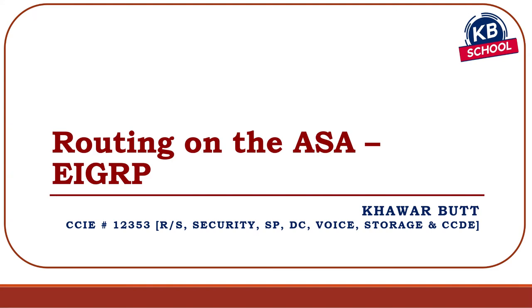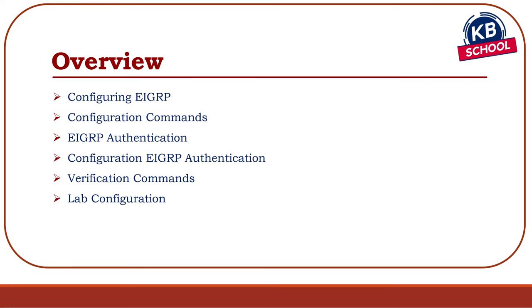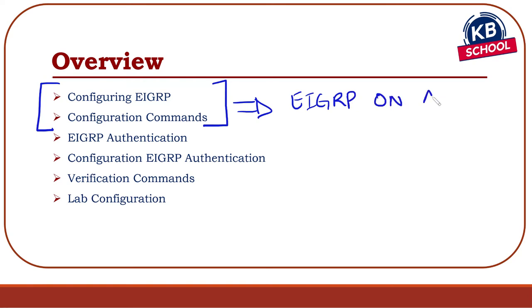So what are the main topics of this particular module? Configuring EIGRP on the ASA firewall as we did with RIP. I'll show you how similar it is to run EIGRP on the ASA firewall. We will be running it in conjunction with the router because the EIGRP on the router will communicate to EIGRP on the ASA firewall. We'll take a look at the authentication configuration.